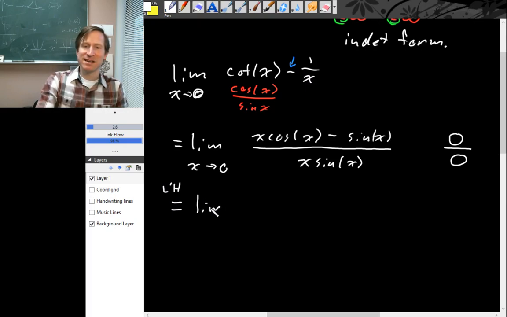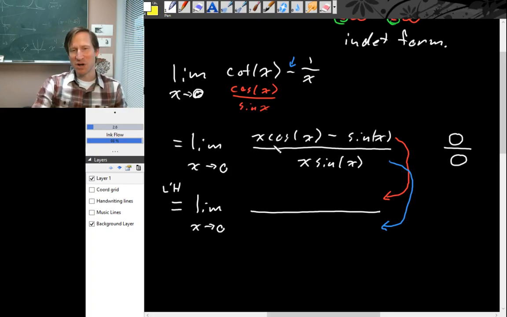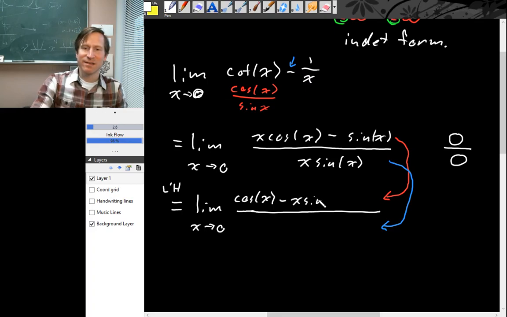All right, so we get the limit as x goes to 0 of, and as usual for L'Hopital's rule, differentiate the numerator and differentiate the denominator. So in the numerator, we have to do a product rule here. Derivative of x cosine x is cosine x minus x sine x, minus, and now we need to take the derivative of sine x, that's cosine x. And then in the denominator, derivative of x sine x, that is sine x plus x times cosine x. So there I've used the product rule to find that derivative.